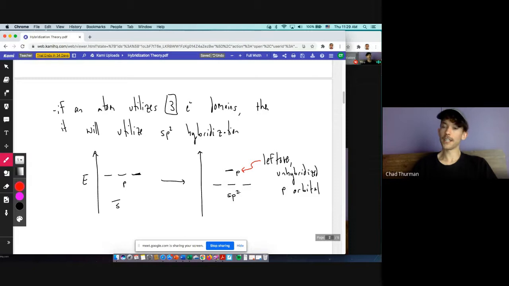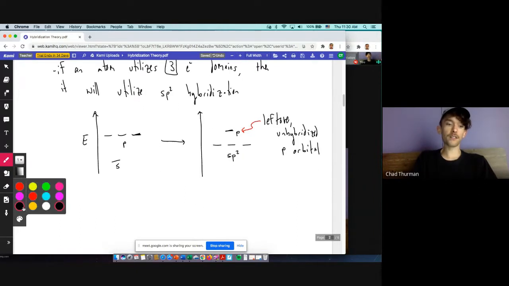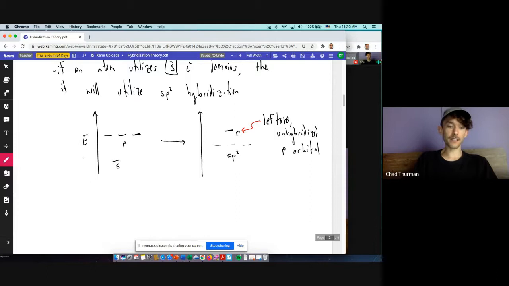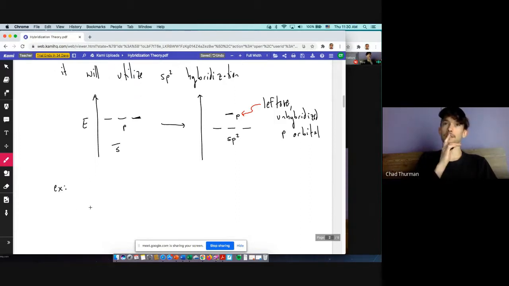Because I've only needed to take 2 of them to hybridize, right? I've hybridized 1 s and 2 p to get me 3 regions where I can put electrons for bonding. And I'm going to have 1 leftover unhybridized p orbital. That will be important later when we get into the more complicated analysis of this. But for now, all you need to know is that if any molecule, let me think of a good example.